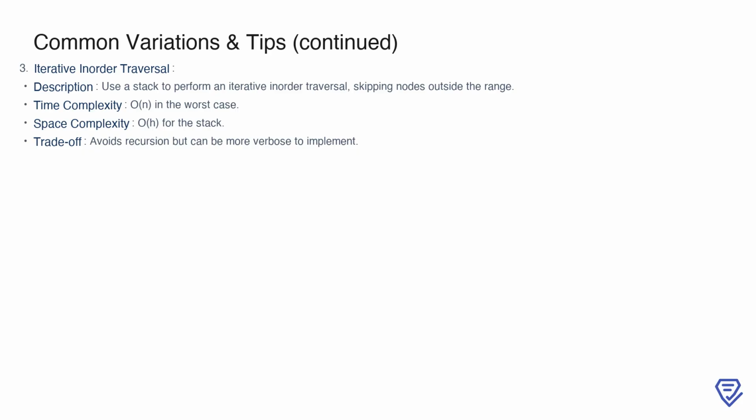Alternatively, you can implement an iterative in-order traversal using a stack. Instead of recursion, this method explicitly manages the traversal stack, allowing you to process nodes iteratively while skipping those that fall outside the range. This approach shares the same time complexity as the recursive DFS, O(n) in the worst case, and a space complexity of O(h) for the stack. While it avoids recursion and is useful in environments with limited stack space, it can result in more verbose code. Understanding and being able to implement both recursive and iterative approaches shows that you're well prepared to tackle this problem in a variety of contexts.